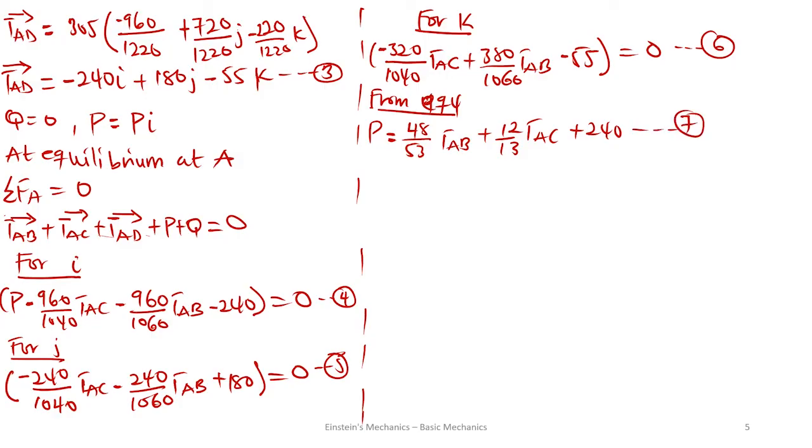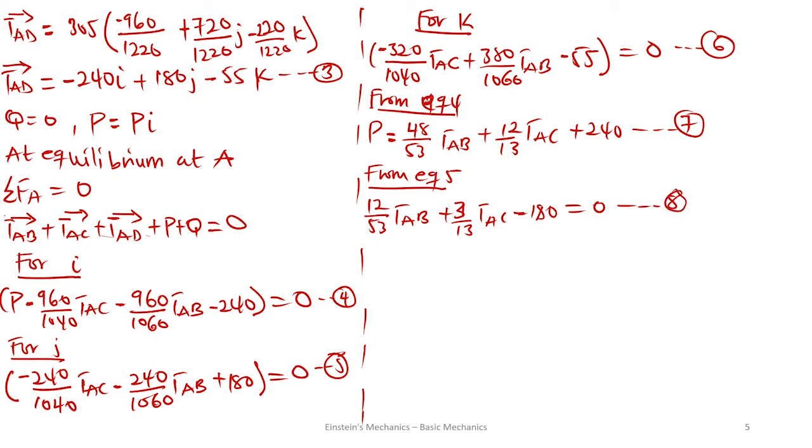Also from equation 5, we can reduce it and equate everything to 0. We will reduce it and get 12 on 53 TAB plus 3 on 13 TAC minus 180 equal to 0, because from equation 5, I'm going to multiply through by negative, as my equation 8. And lastly, from equation 6, we can also reduce it.